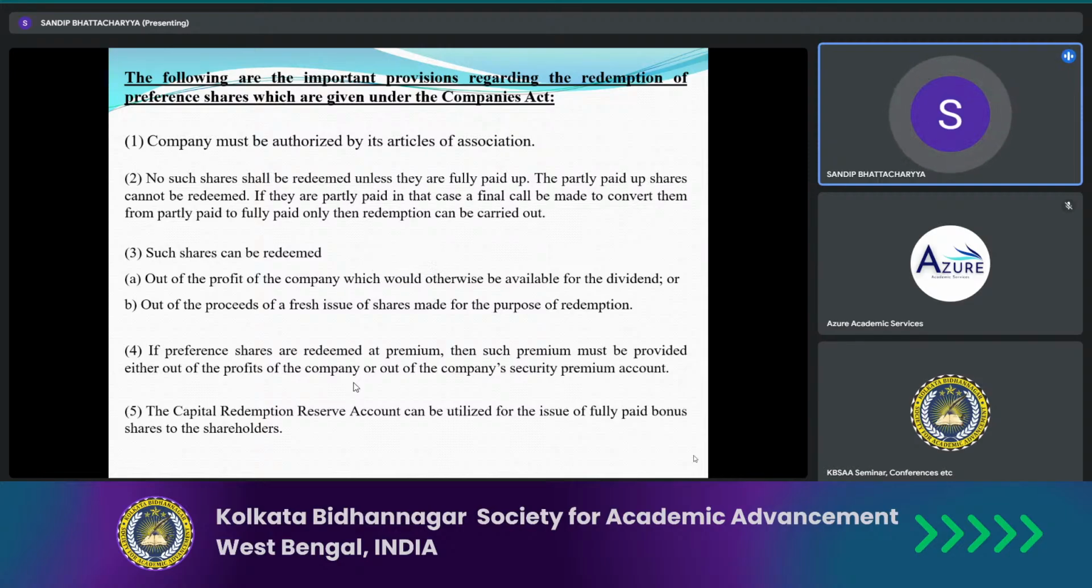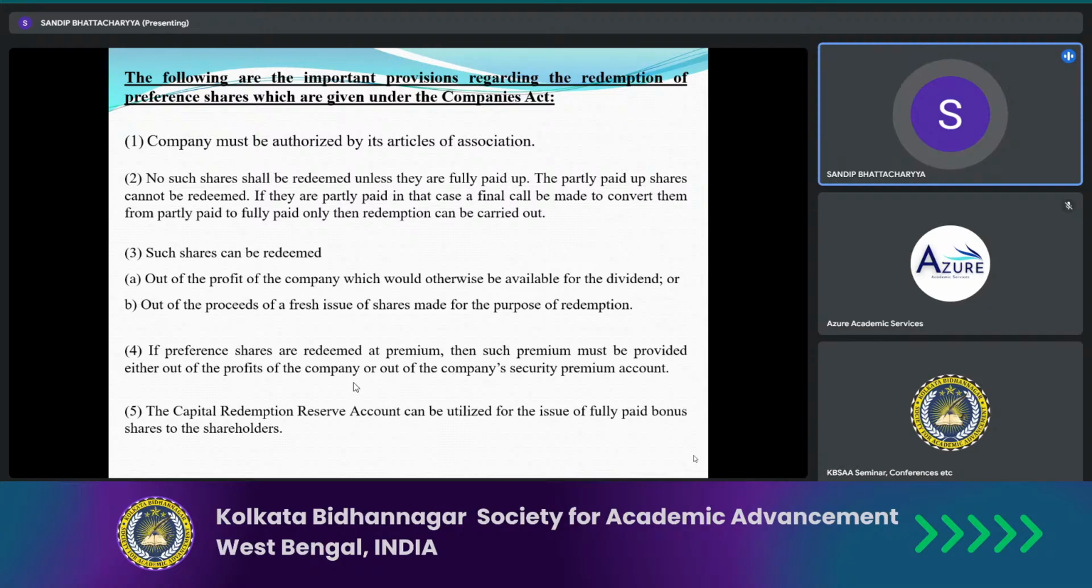If it is a premium value, such premium will be out of profit, that is the accumulated reserve. What the accumulated reserve will be, we will see later on. But first, if you redeem preference shares at a premium, then such premium must be provided out of the profits of the company or out of the securities premium account. If the company has a securities premium account, then it must be utilized. And the capital redemption reserve can be utilized for the purpose of issuing fully paid bonus shares to equity shareholders. So these are the five very important provisions under the redemption of preference shares under the Companies Act.